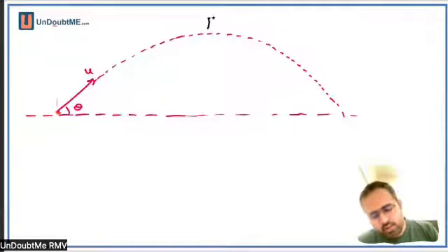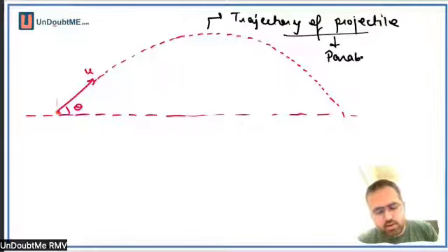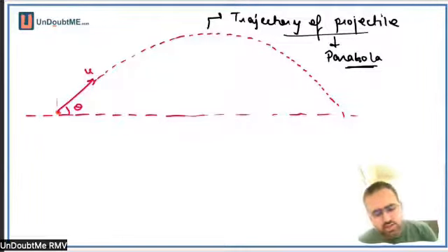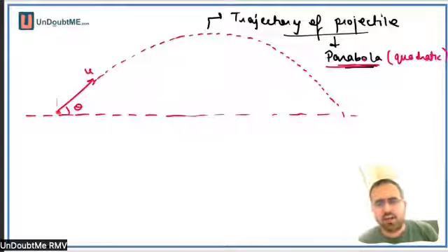Okay, point number 1: the trajectory of a projectile is a parabola. What is a parabola? It's a curve. It's a quadratic equation, to put it very simply. If you want, you can write this down. It's a quadratic. You know what is quadratic? Yes. Okay, so the trajectory of a projectile is a parabolic trajectory. This path is a parabola.